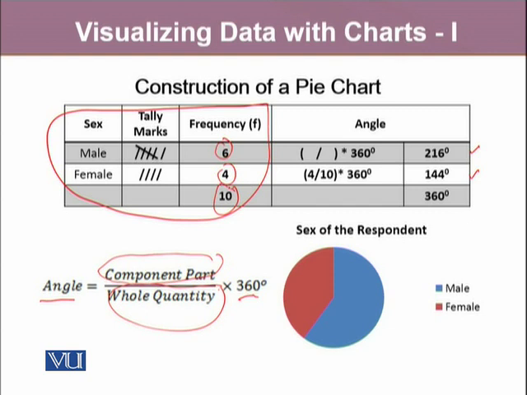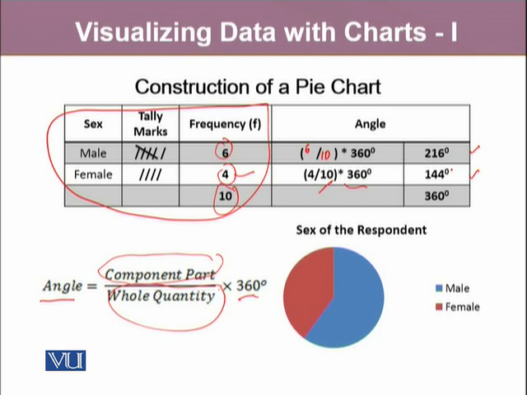To calculate the angle for each category, we will divide the component part by the total and multiply it by 360. The answer turned out to be 216 degrees. And similarly for the female, it is 4, that is the component part, 10 is the whole quantity, and 360 degrees is the whole angle. So we obtained 144 degrees.